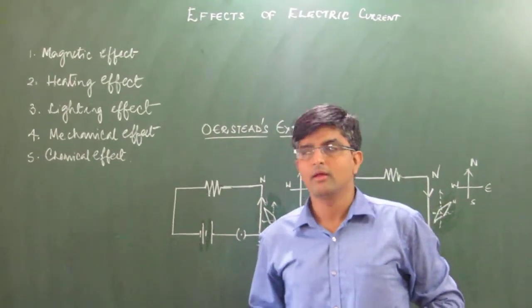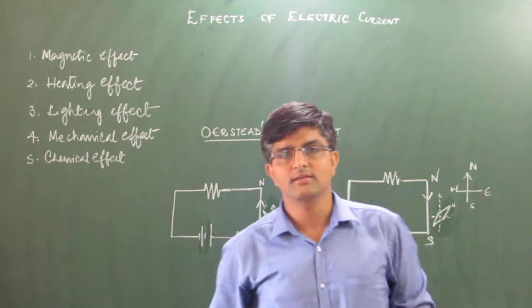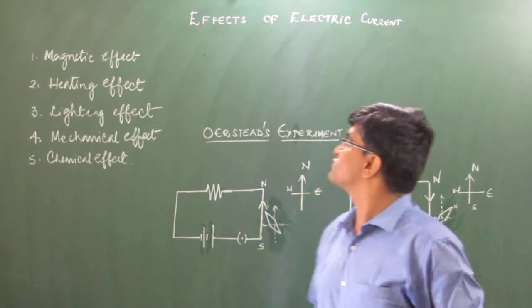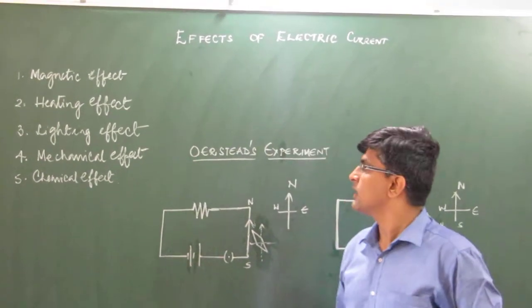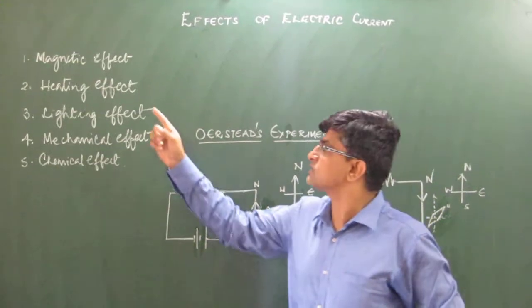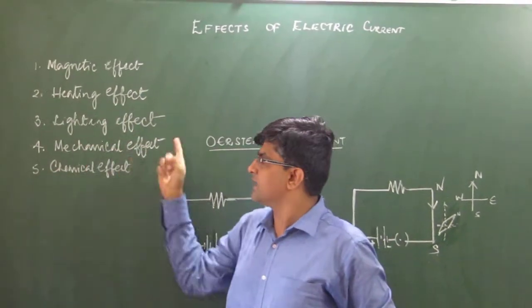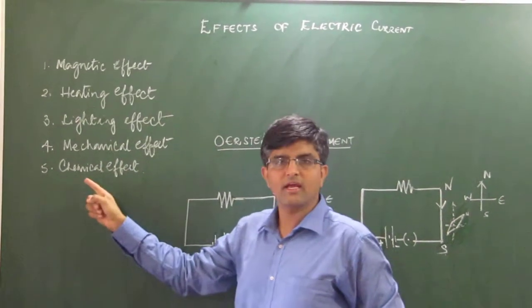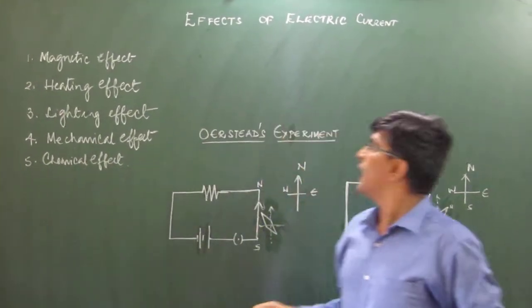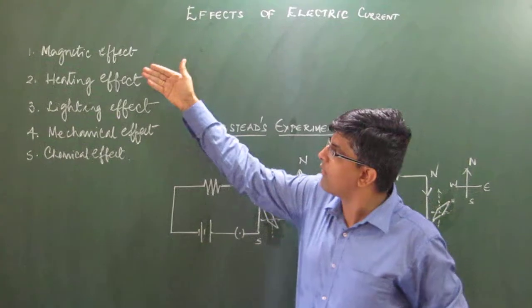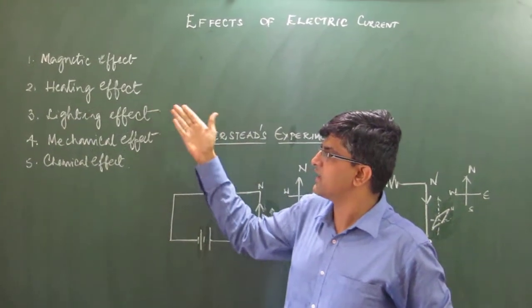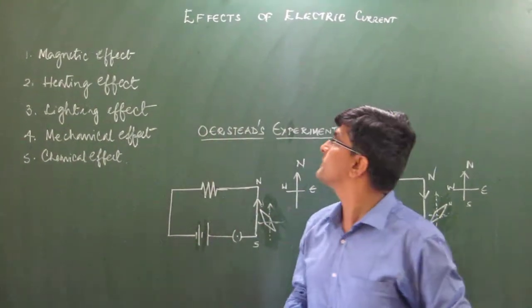Hi everyone. Today we are going to discuss the effects of electric current. Electric current has the following effects: magnetic effect, heating effect, lighting effect, mechanical effect, and chemical effect. Today we are going to discuss the magnetic effect, heating effect, lighting effect and mechanical effect.